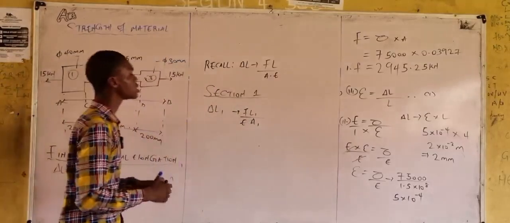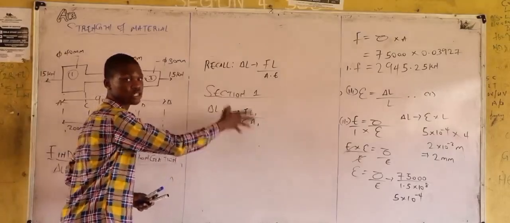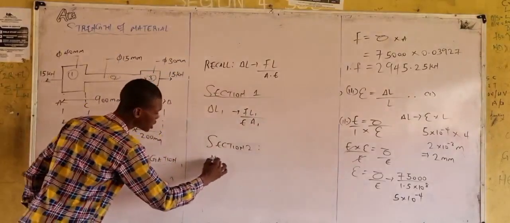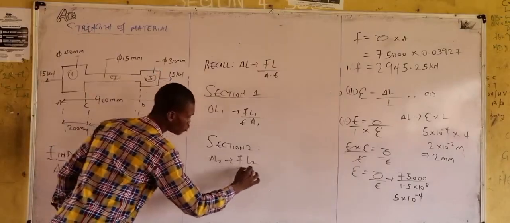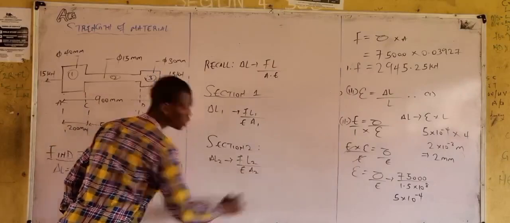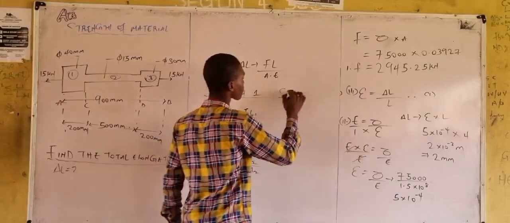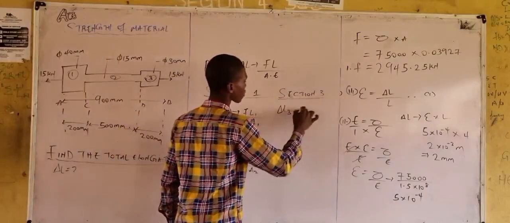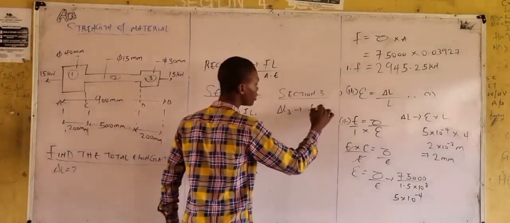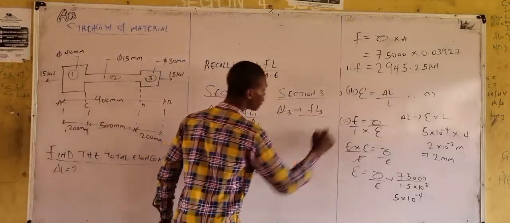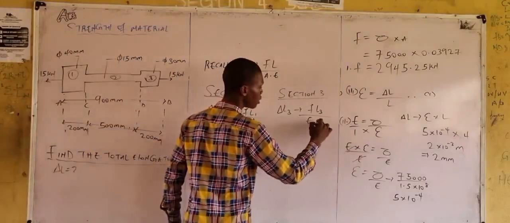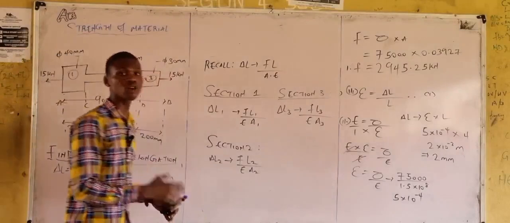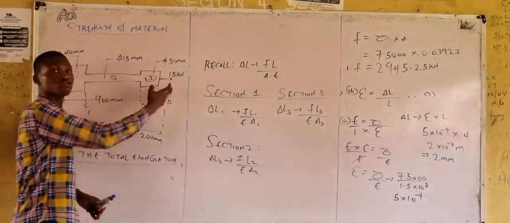Now, for section 1, this is the formula for change in length of section 1. For section 2, the change in length of section 2 will be what? F L2 all over what? E is constant times what? A2. Then for section 3, what will be the change in length for section 3? That will be FL3, that is the length in section 3, all over E what? A3. We said for total elongation, it is the summation of change in length of section 1 plus section 2 plus section 3, right?